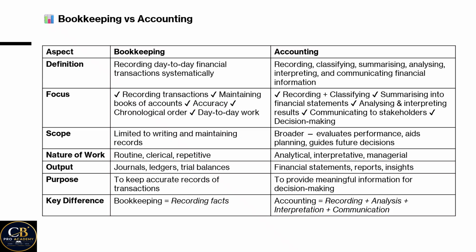Bookkeeping: routine, clerical, and repetitive. But accounting: analytical, interpretative, managerial. Okay. Output. Bookkeeping outputs are journals, ledgers, trial balances. Accounting outputs are financial statements, reports, insights. Purpose. The purpose of bookkeeping is to keep accurate records of transactions.